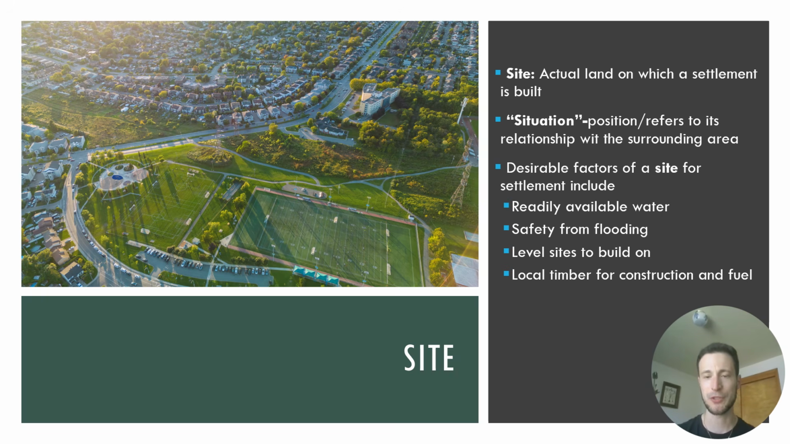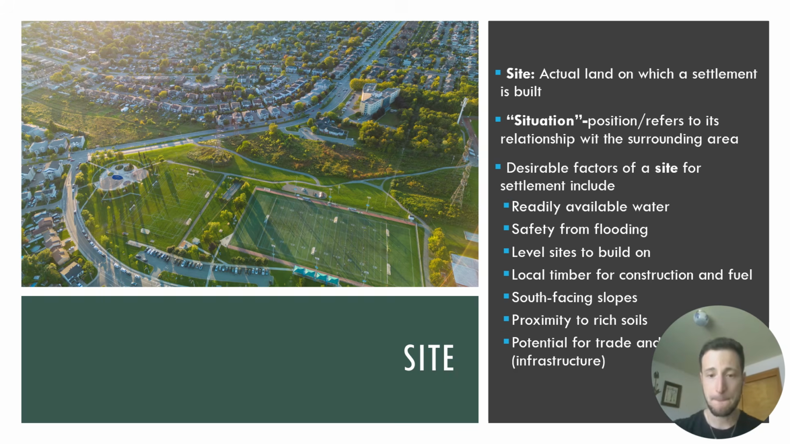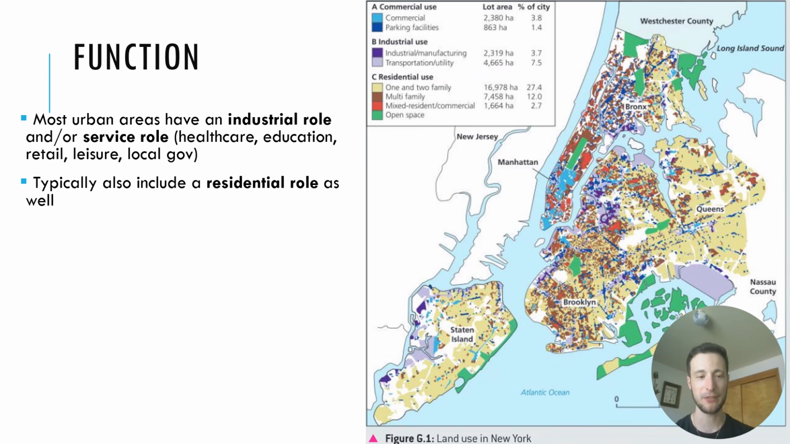You also want something for construction and fuel. That's a little less pertinent these days because of globalization and the ability to ship and transport things, in a high income country especially. South facing slopes in the north and north facing slopes in the global south. Proximity to rich soils, having fertile soils, is going to be really important to at least begin settlements. And then potential for trade, having a lot of infrastructure, and those are the big things. You might want to go back to that one and stop it there, and make sure you know what those site characteristics are.